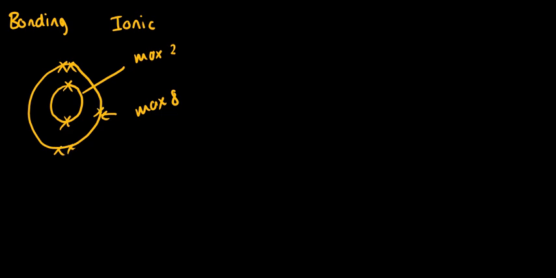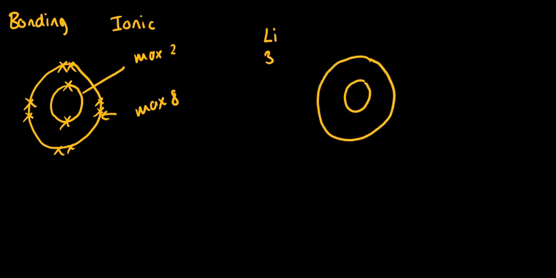So let's say, for example, we had lithium, which has 3 electrons. If you just pause the video and try and draw the electron configuration of lithium, and I'll give you a bit of a clue, it's got 2 shells. So if you try and do that now.